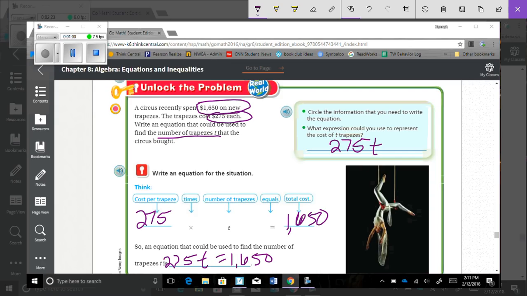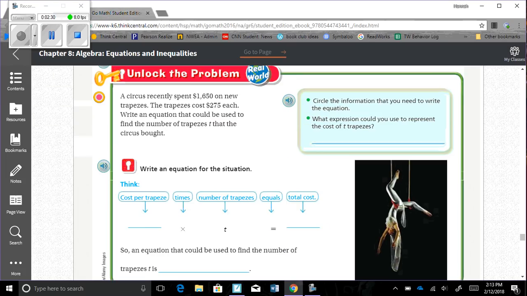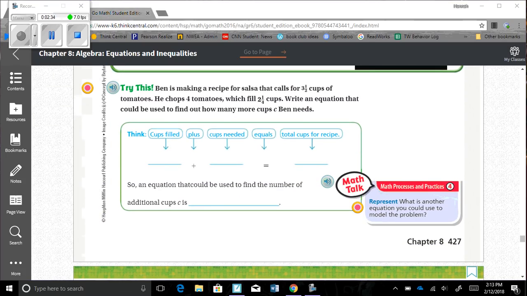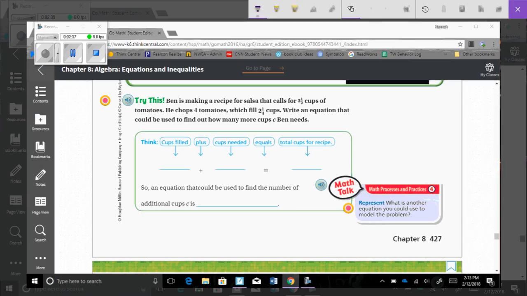That's all we're doing today, is just taking those and making them into an algebraic equation. So same thing we've been doing, but again, we have to put what it equals. So we're going to try this. Ben is making a recipe for salsa that calls for 3 1/2 cups of tomatoes. He chops 4 tomatoes, which fill 2 1/4 cups. Write an equation that could be used to find out how many more cups, C, Ben needs.